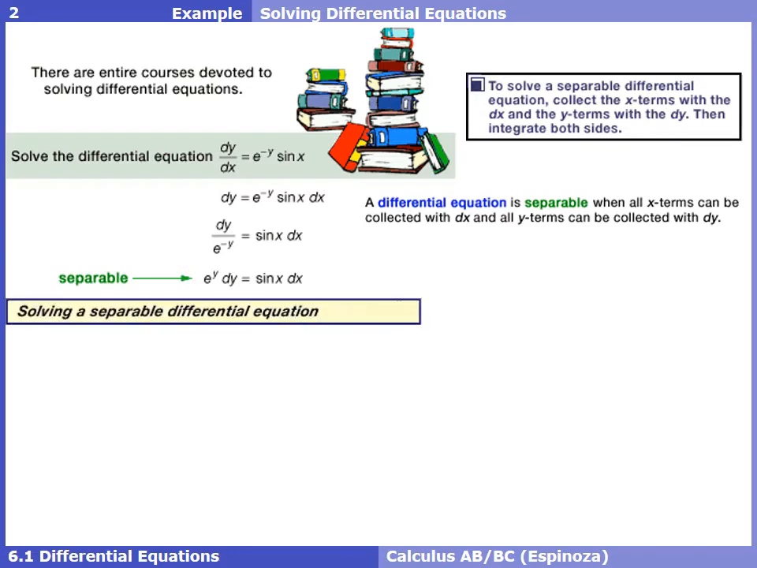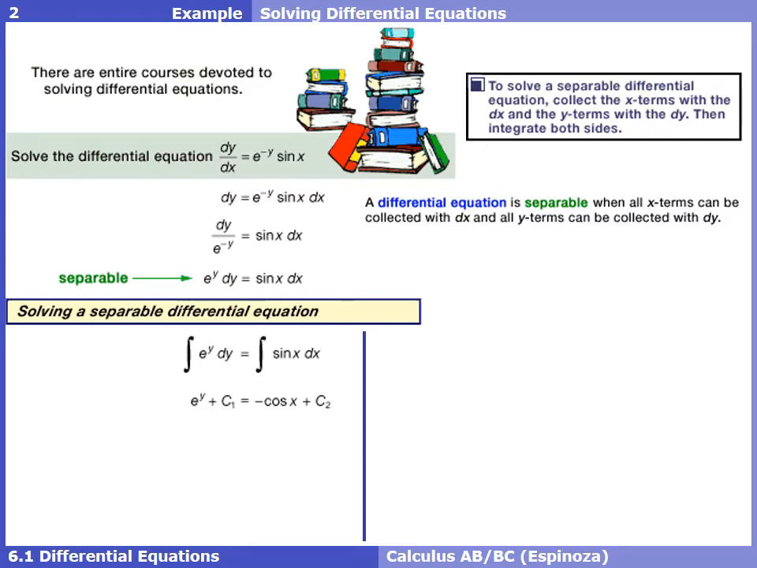Once you separate it, now we can solve it. And all that solving means is just to integrate both sides to find that original equation, or the general solution. So on the left side, the integral of e to the y with respect to y is just e to the y. Don't forget, we got to put a plus c. On the right side, the integral of sine x with respect to x is negative cosine x. And again, don't forget that plus c.